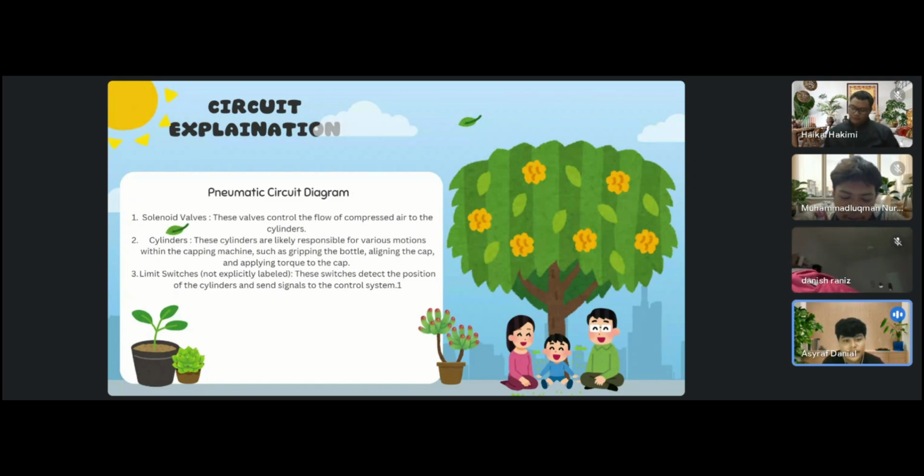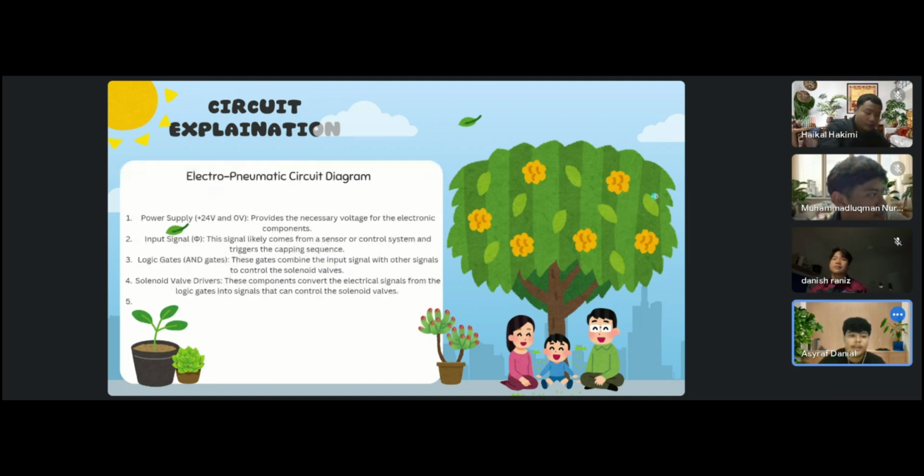Secondly, the cylinders. These cylinders are likely responsible for various motions within the capping machine, such as filling the bottle, aligning the cap, and applying torque to the cap. And third, limit switches, not explicitly labeled. These switches detect the position of the cylinders and send signals to the control systems.